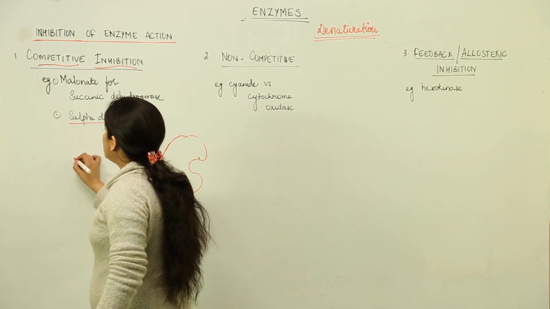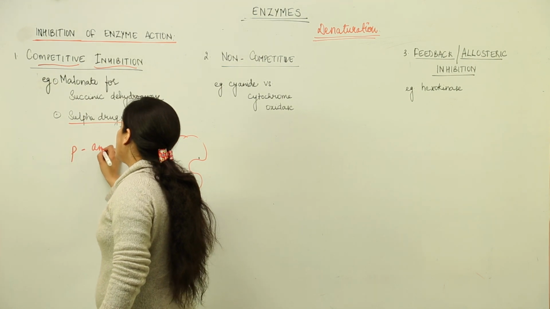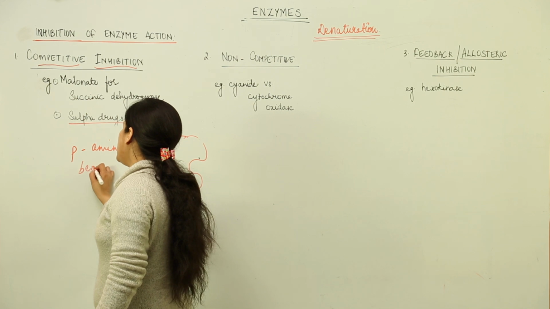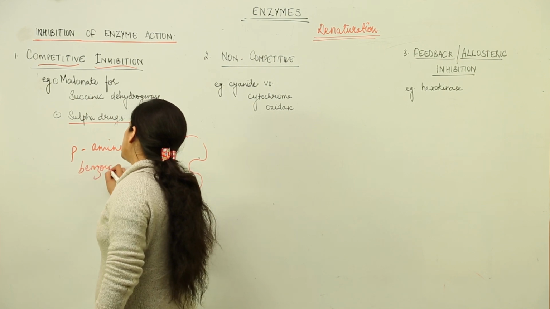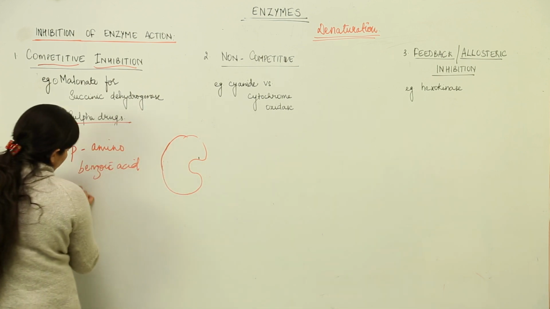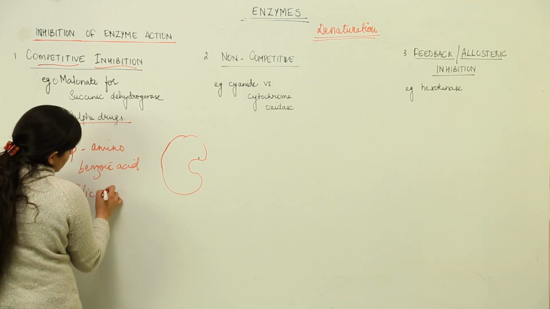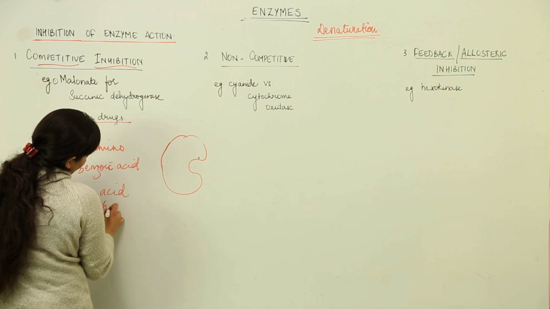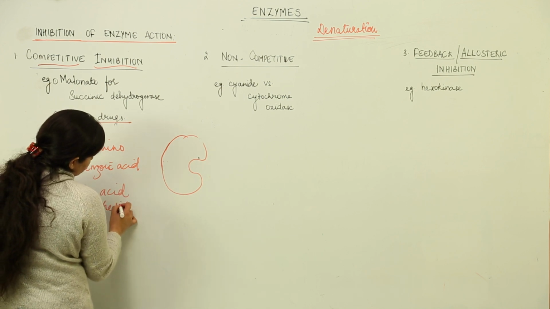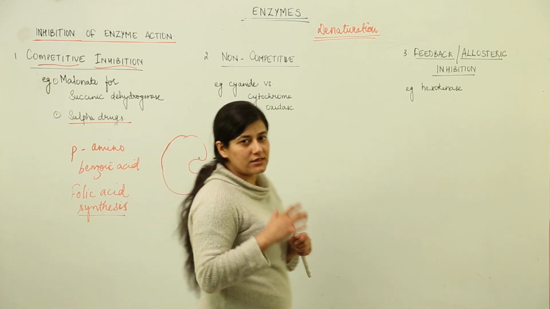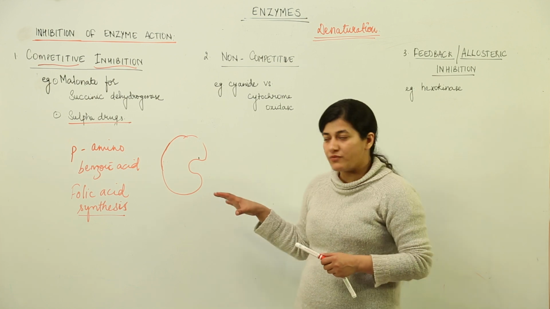Please remember, the sulfur drugs provide competitive inhibition to p-aminobenzoic acid, which is important for folic acid synthesis in bacteria. And when this does not take place, the bacteria is forced to meet the fate of death. Alright, so that is how the sulfur drugs protect us from infections.